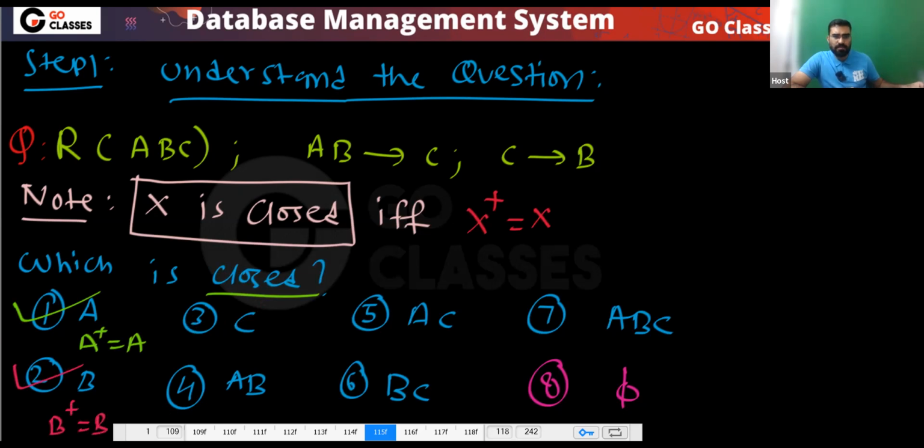C is not closed. Why? Because if you notice, C closure will be CB. So C is not closed.